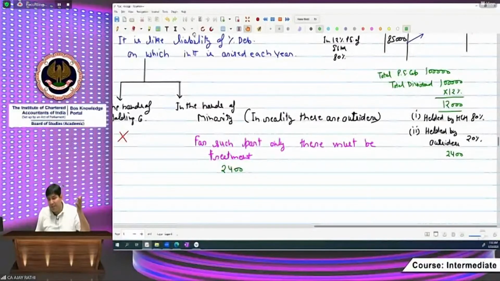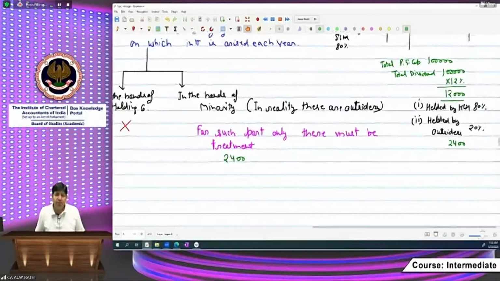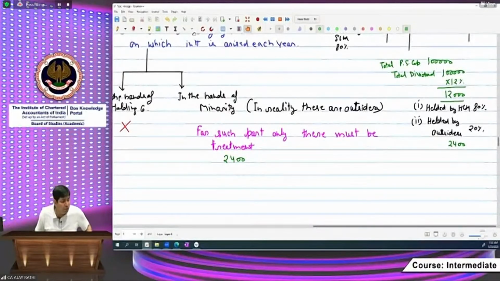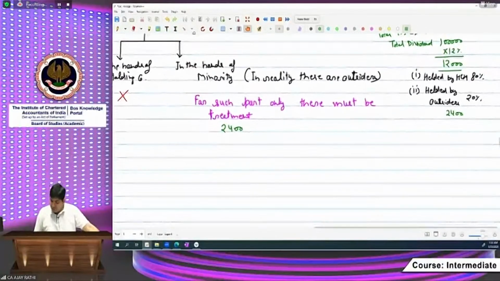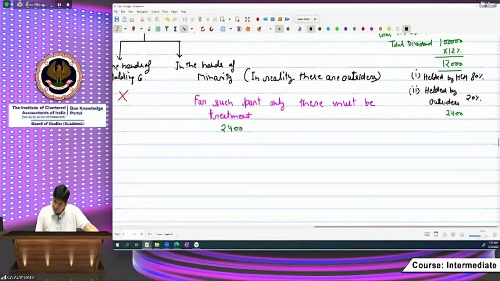Sir, what will be the treatment? How will you show it in your consolidated financial statement? Those who are watching on YouTube can also give their presence by giving like, share, comment, etc. But these 2,400 will be treated in the consolidated financial statement in this way.